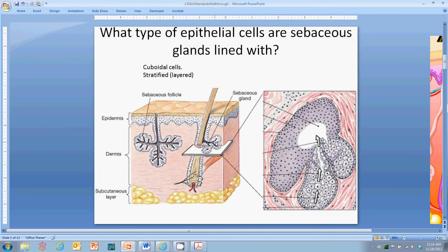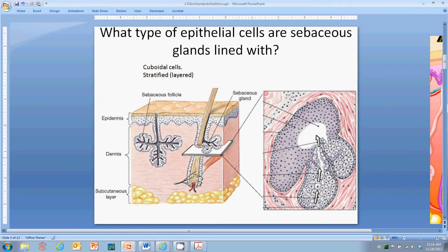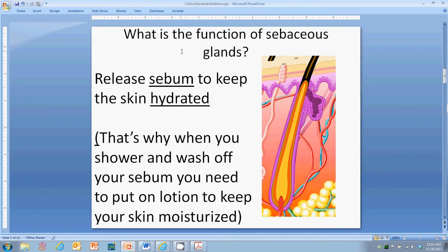Sebaceous glands, which are the glands that share the same hole as hair, are going to be lined with cuboidal cells, and they're going to be stratified cuboidal. They're going to be layered. If you look right here, there's a bunch of these cuboidal cells all next to each other. So stratified cuboidal. Those are the epithelial cells they're lined with. Stratified cuboidal. What is the function of sebaceous glands?